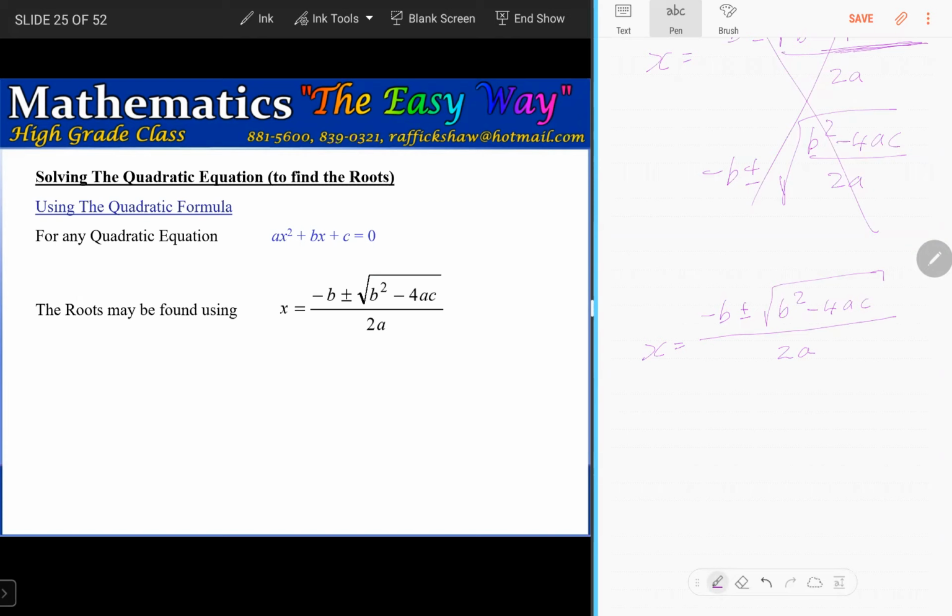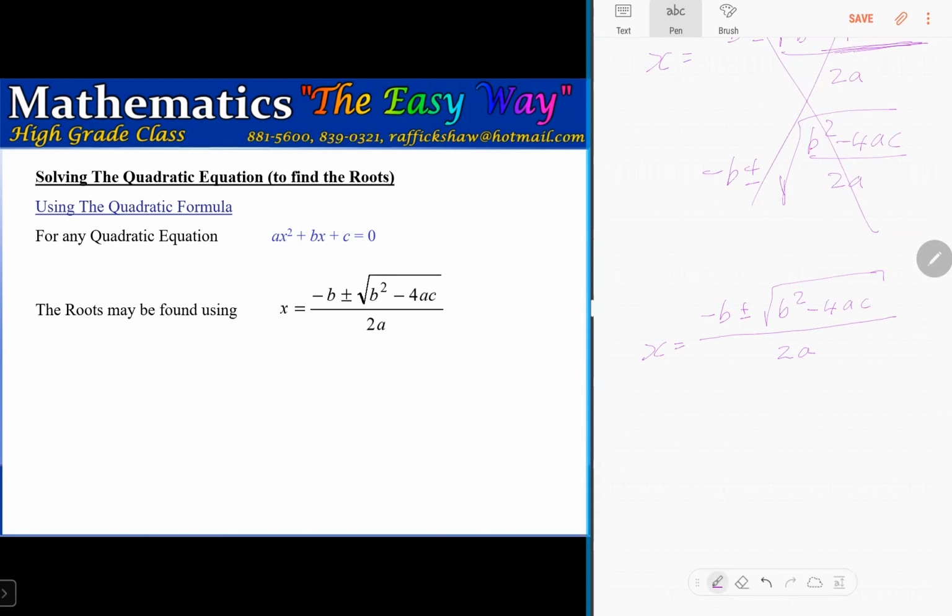This is a formula to find the roots. It's called the quadratic formula.